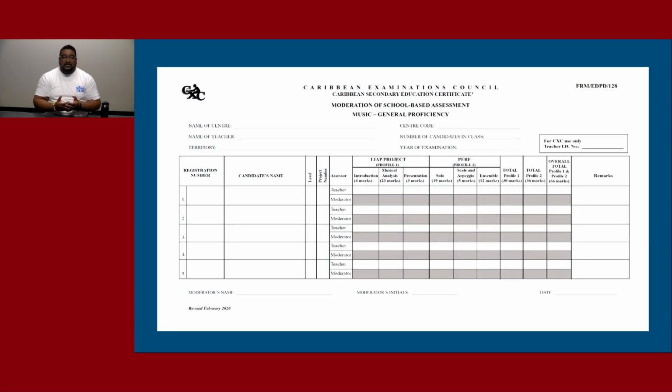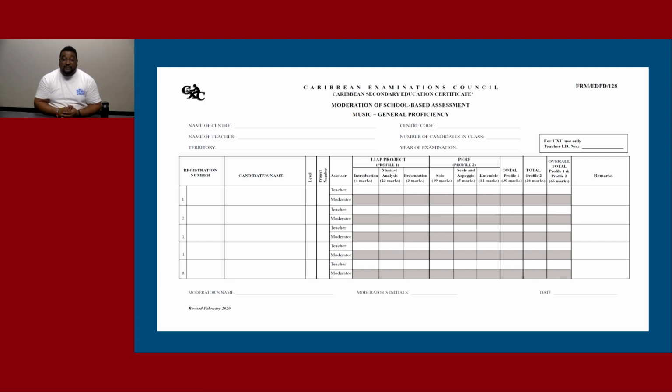This also is not for you necessarily, but it's good for you to know about it. This is what you call the moderation form. The form is what the examiners will be using for your paper 3 when they come to your center.